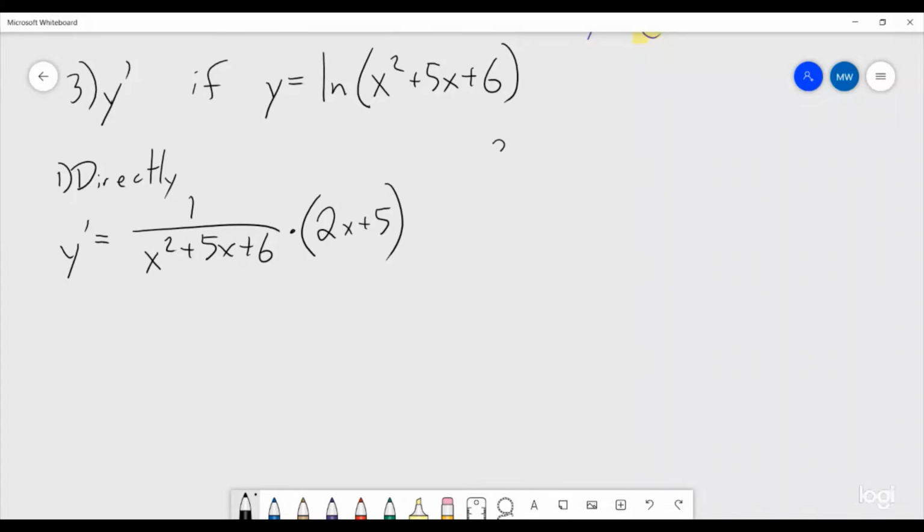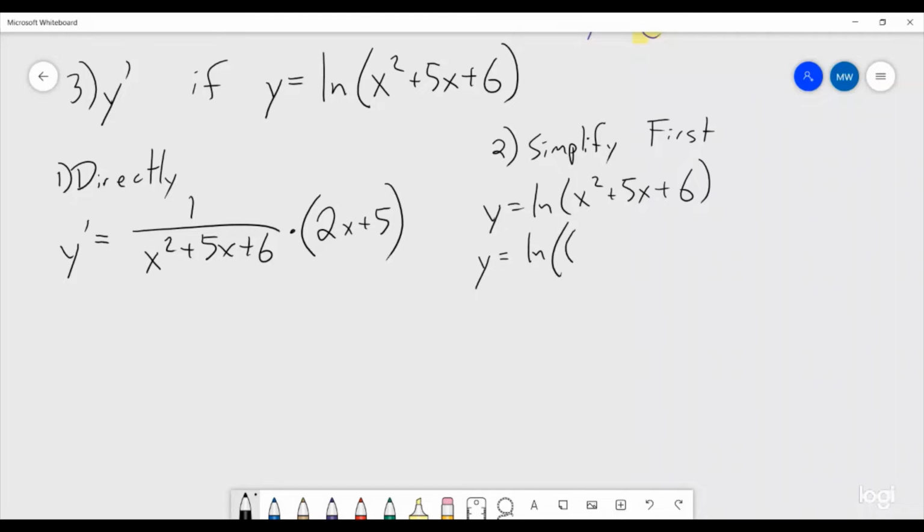But the other way is we could simplify first. Well, y equals the natural log of x squared plus 5x plus 6. That's the same thing as y equals the natural log of x plus 2 times x plus 3, because x squared plus 5x plus 6 factors that way. Well, now we have logarithm of two things multiplied together. So this is natural log of x plus 2 plus the natural log of x plus 3.